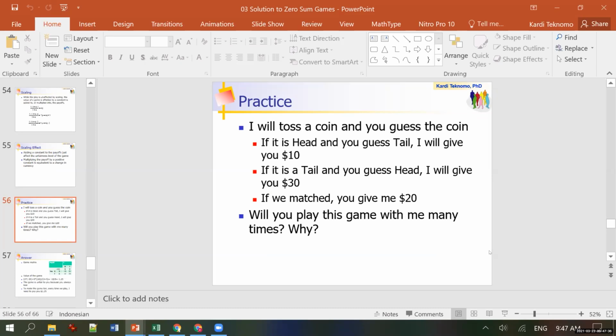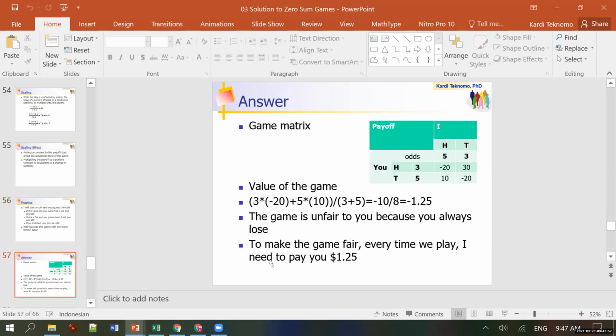Wait, match means the same, okay. Isn't the value 0? What is the value? 0? Is it? Wait. Okay, the value is not 0.